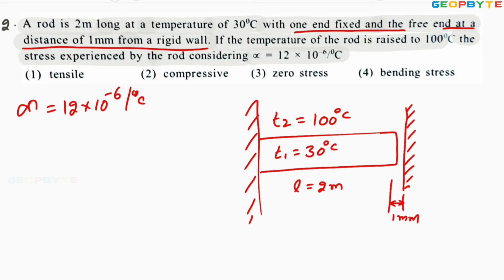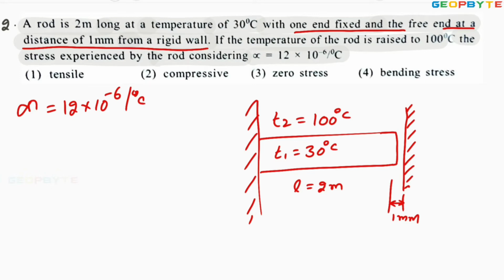Dear friends, since the gap between the rod and the rigid fixture is 1 mm, if the extension is more than 1 mm, the body can reach the rigid fixture. Once it reaches the rigid fixture, the rigid fixture tries to oppose the further expansion of the rod. Therefore, compressive stresses are developed. But if the extension is less than 1 mm, no thermal stresses are developed, because as long as the thermal expansion is free from any restriction, no thermal stresses are developed.